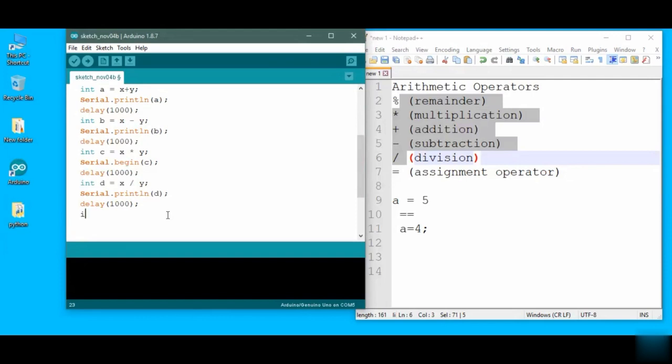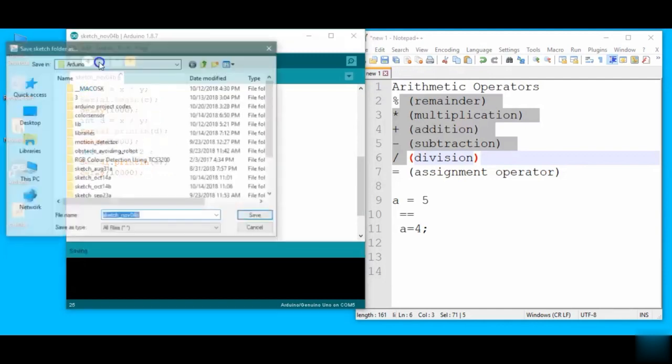So now we have int e is equal to x, and for remainder we use the percentage sign. So we have x percentage, and if we divide by 3 then we have 0 remainder, so we will divide by 2 so that we can have 1 as remainder. So let us print it now, and here we go, e, and after that let us have a delay of 10 seconds because we do not require any further value.